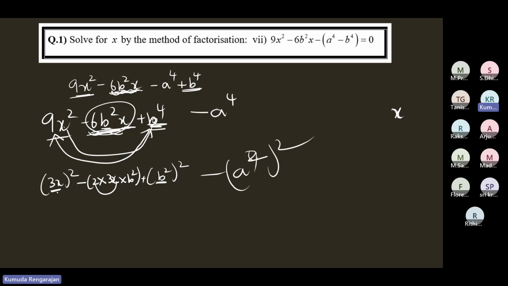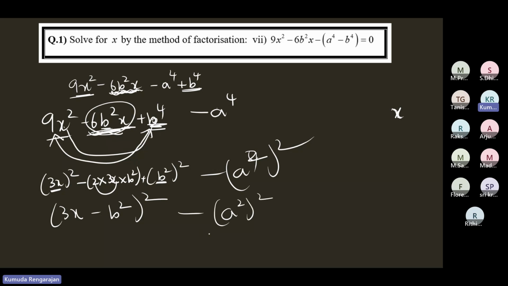So now this is of the form a square minus 2ab plus b square, which is nothing but a minus b the whole square. So this is a, minus this is b, the whole square. A minus b the whole square, minus a square the whole square.